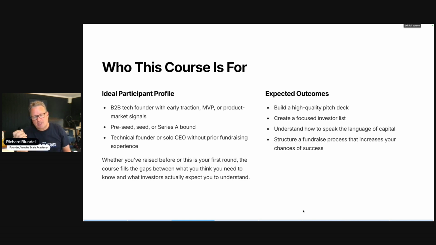And if this course has a USP, it's that we've sat inside the investor's mind. We've interviewed them. We've educated ourselves about what the VC is thinking and about what the VC is expecting. What do we expect as an outcome of this course?